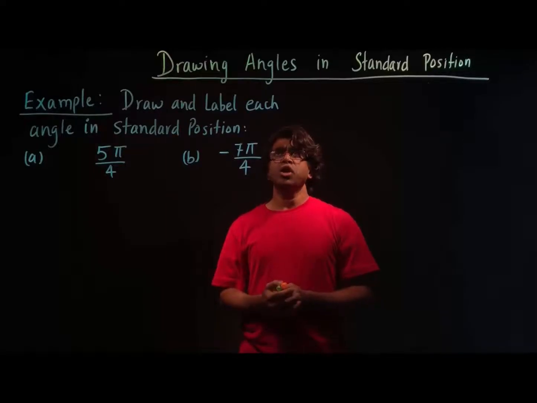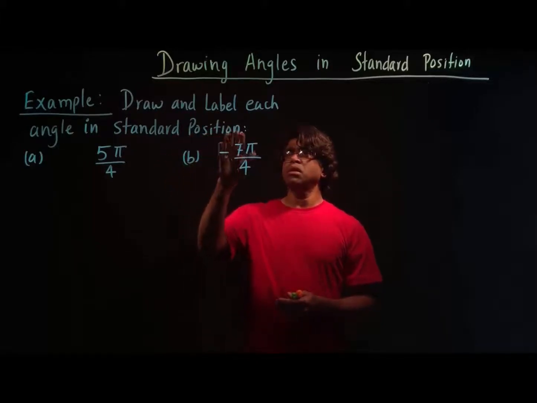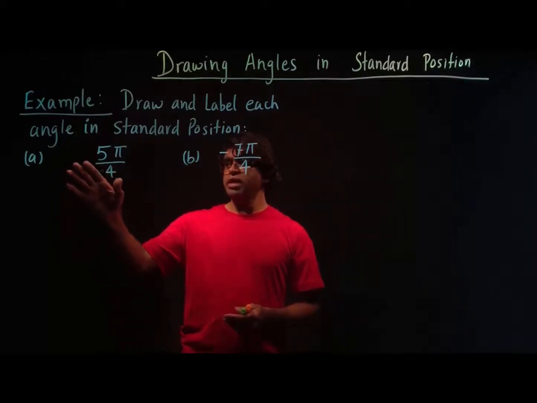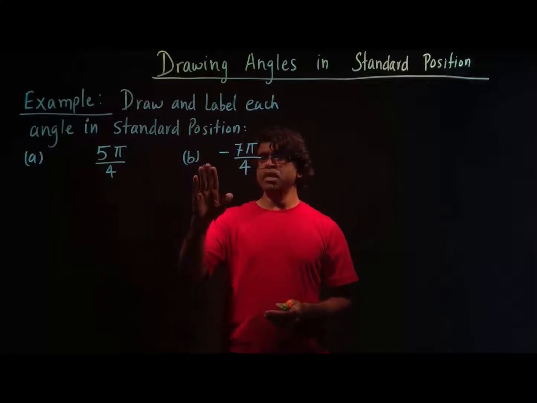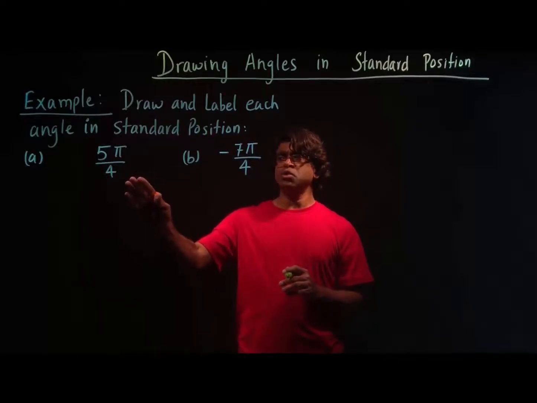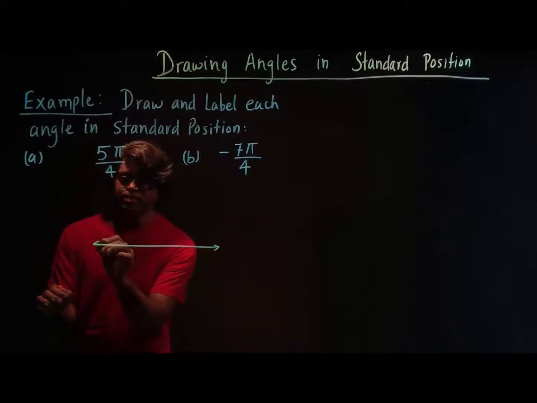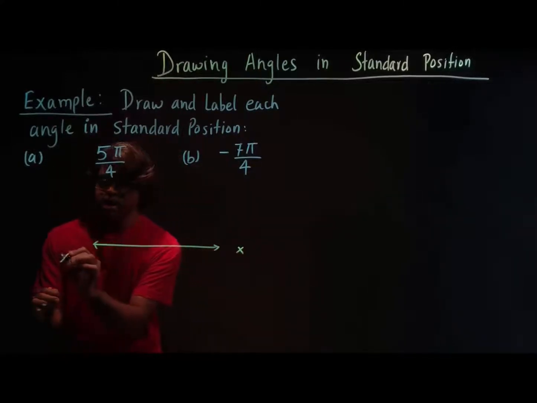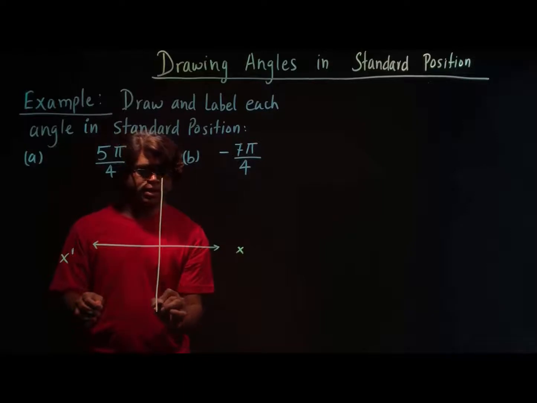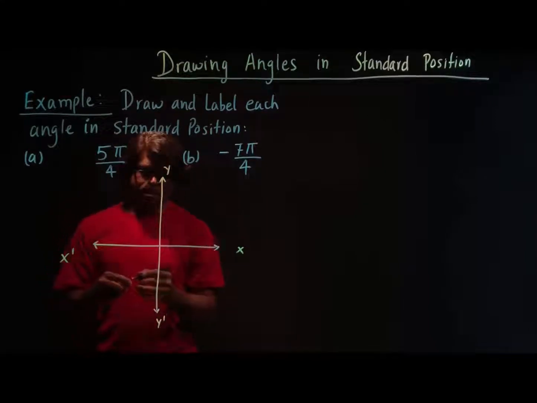Let's talk about drawing angles in standard position. Our example is: draw and label each angle in standard position. My angles are A is 5 pi over 4 and B is negative 7 pi over 4. In order to graph these two angles, I'm going to consider my x-axis and my y-axis.